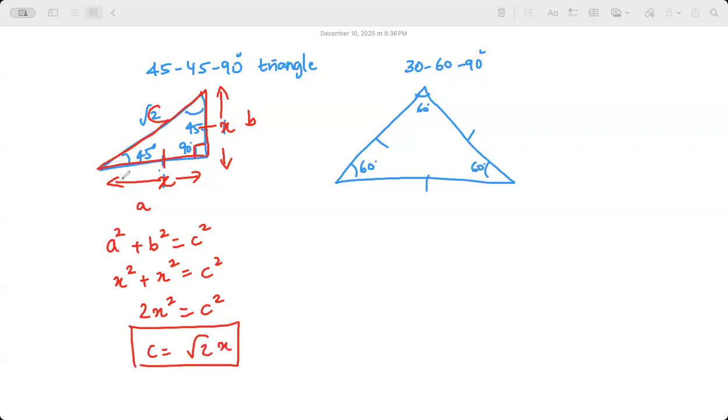Any questions, guys? So when you consider a 45, 45, 90 triangle, if you consider one side length as x, the other side length as x, the hypotenuse will be equal to root 2x. You cannot afford to forget this. Otherwise, we can't do the unit circle at all. Can I move on?